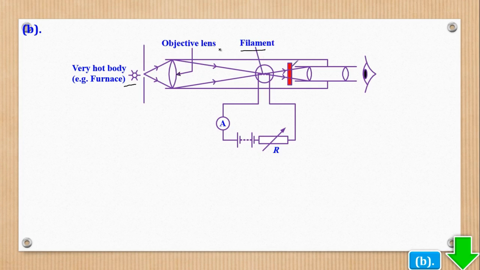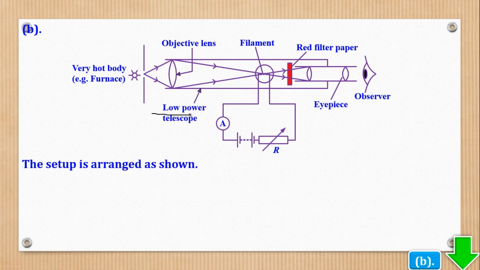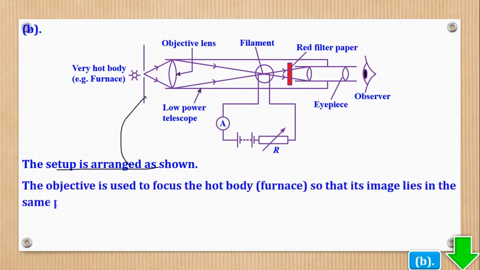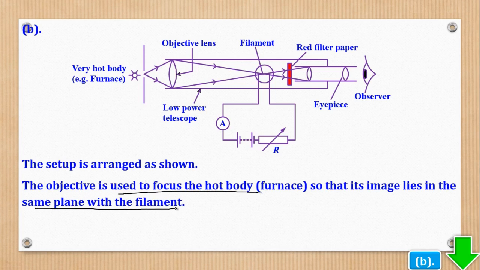Then that is the filament. This is the red filter paper. And this is the observer. That is the eyepiece. So this is a low power telescope. After drawing the diagram, we shall say that the setup is arranged as shown. This statement is to help you link this diagram to your content. Now come and say that the objective is used to focus the hot body so that its image lies in the same plane as the filament. As I think you can see here, the point of intersection is at the filament. That's what they mean.